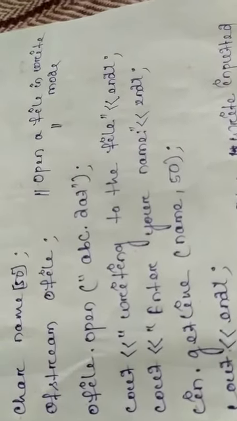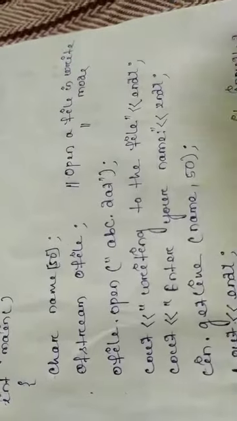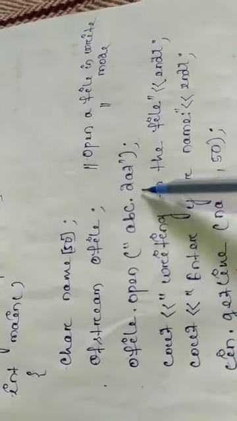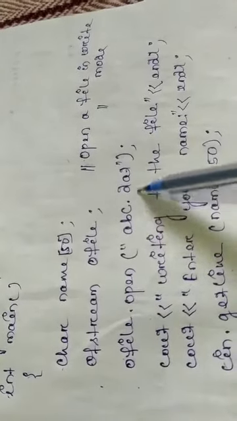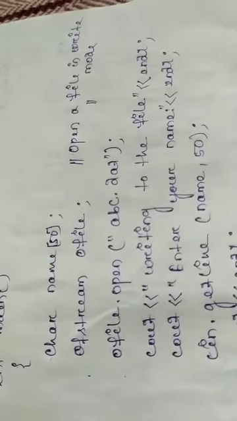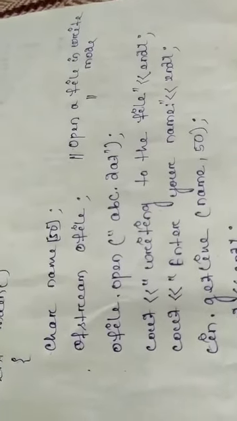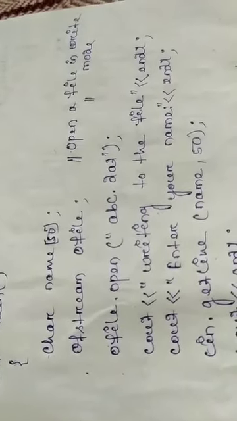And also this cout is used for insertion. So to insert something into a file, we have to use the insertion operator. That's why we're using this. Now it is open: ofile.open, let this be the document abc.dat. You can also write abc.txt. It is automatically created and it's opened in write mode.